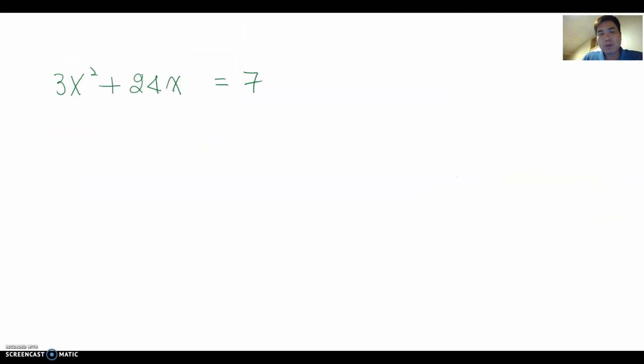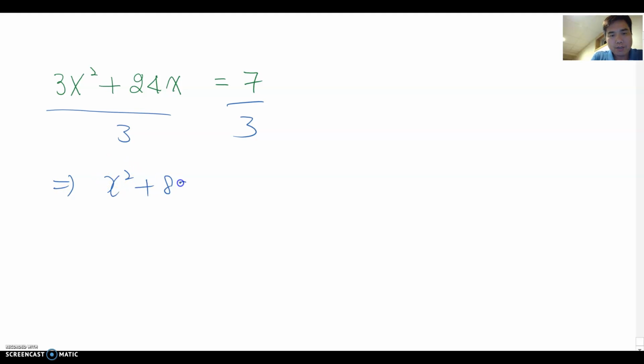So let's look at one more problem, which is 3x squared plus 24x equal to 7. Remember what we have done. What did we do before? Yes, we divide by the leading coefficient, which is 3 this time. So we divide every term by 3. Then this becomes x squared plus 8x equal to 7 over 3.